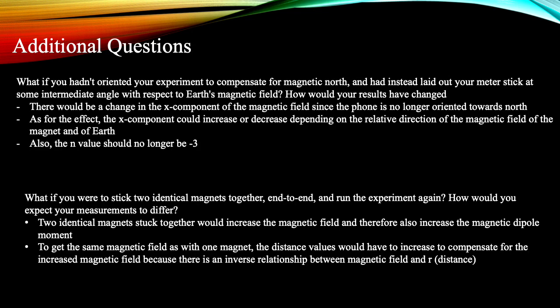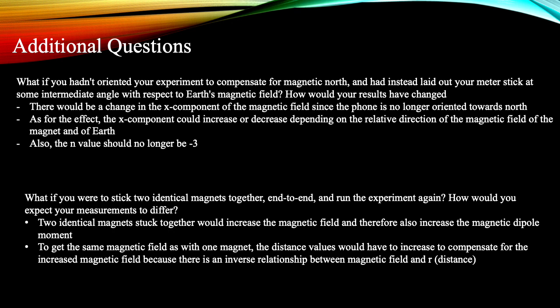Now for the additional what-if questions. The answers are there would be a change in the x component of the magnetic field since the phone is no longer oriented towards north. As for the effect, the x component could increase or decrease depending on the relative direction of the magnetic field of the magnet and of Earth. And finally, the n value should no longer be -3.